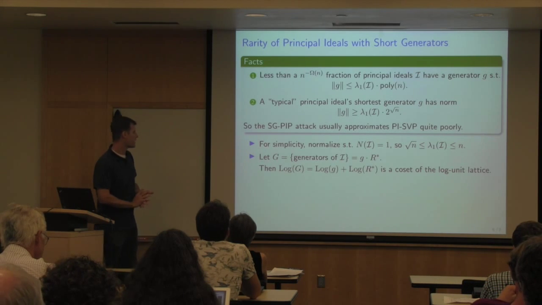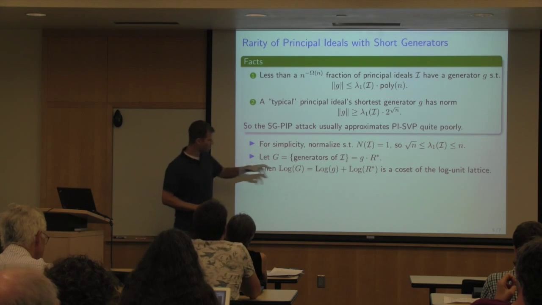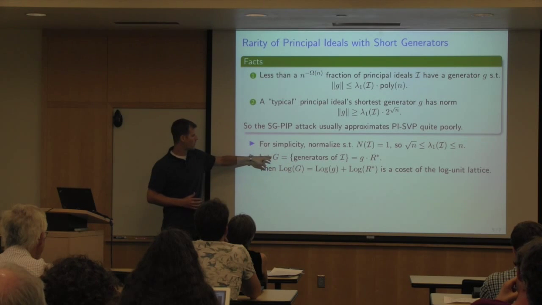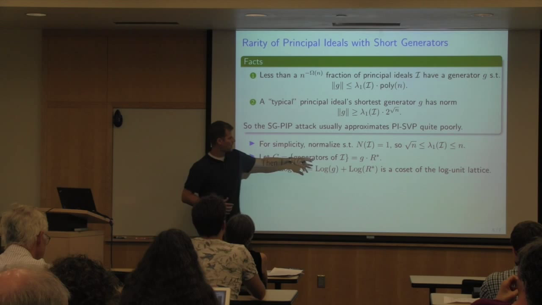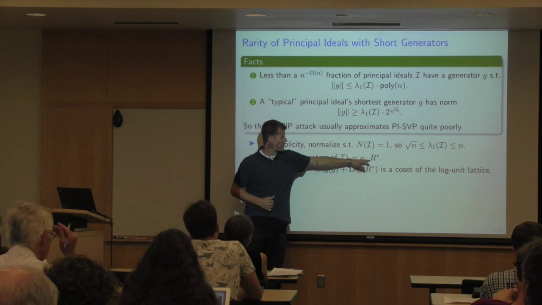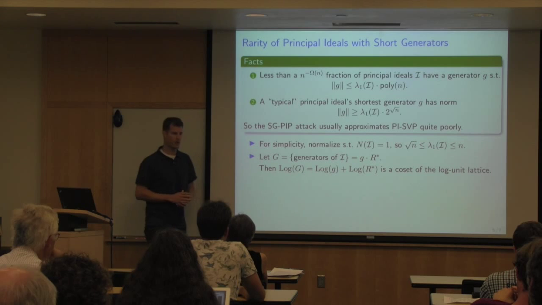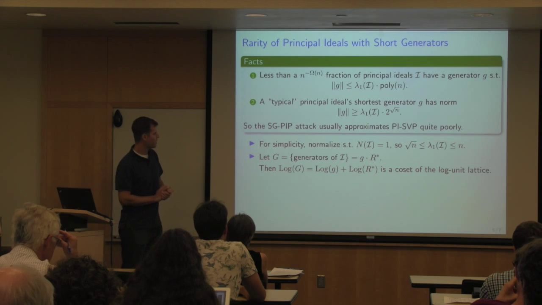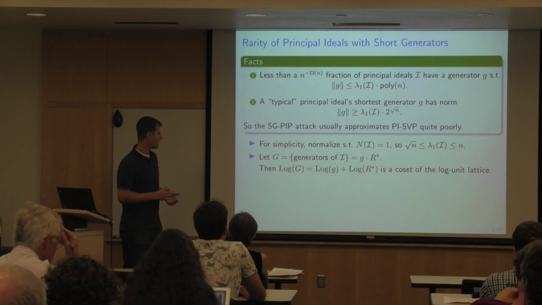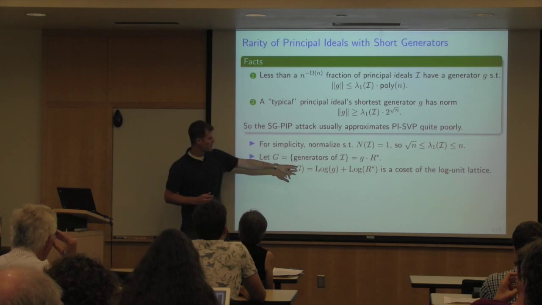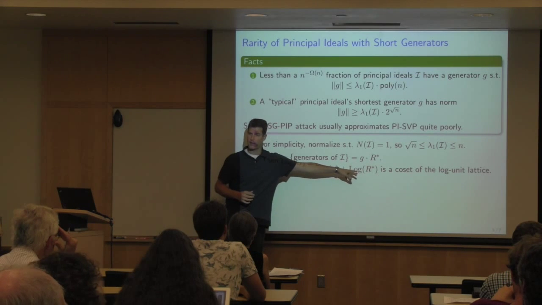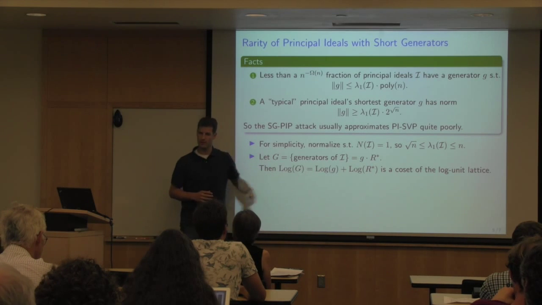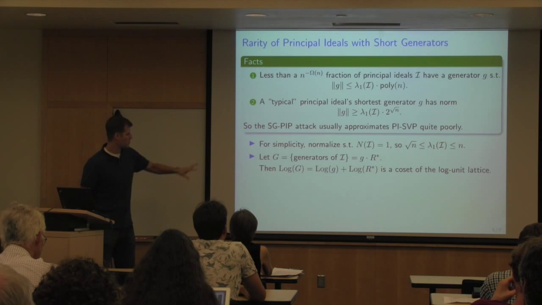And so let's say we have our ideal I here, and we just look at the set of all generators of the ideal. So this is in fact, take an arbitrary generator G and then times any units, right? This is exactly the set of generators of the ideal. And so if we apply this log embedding, we take logs on both sides, then the log of the set of generators is just the log of G plus the log unit lattice, so the log of the units. So what we have is a coset of the log unit lattice, some shift of it by log G.